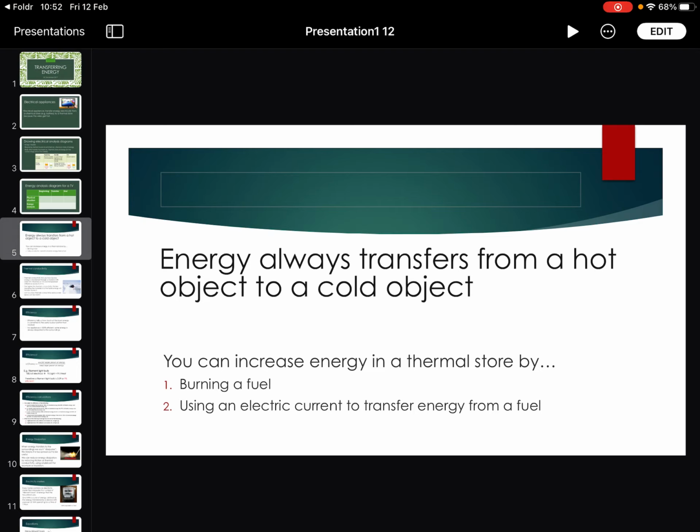Yes, you can increase energy in a thermal store by either burning a fuel or using an electric current to transfer energy from a fuel. You can obviously also leave hot objects around, but these are the easiest ways of looking at it. Now, if you did the placemat last lesson, you would have seen a bit on thermal conductivity. Obviously, when I'm giving you revision here, although I may not have talked about it in the video, the revision resources always cover the entire topic, so you may get a bit of crossover.